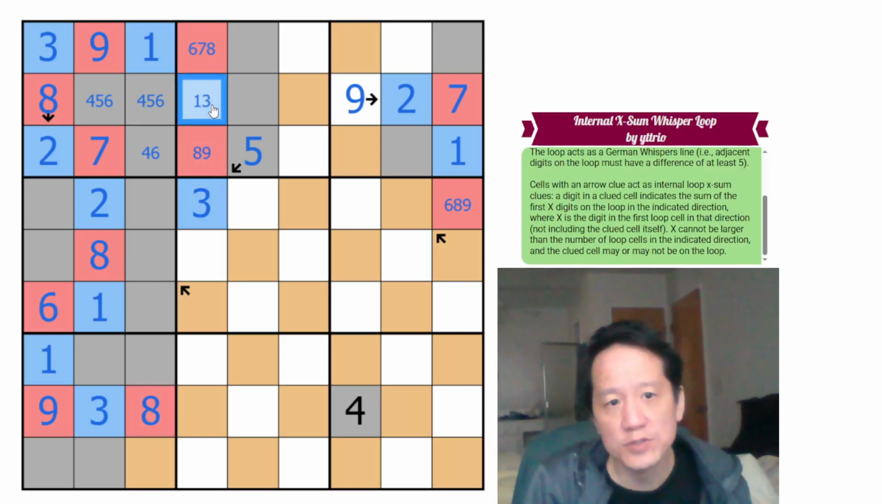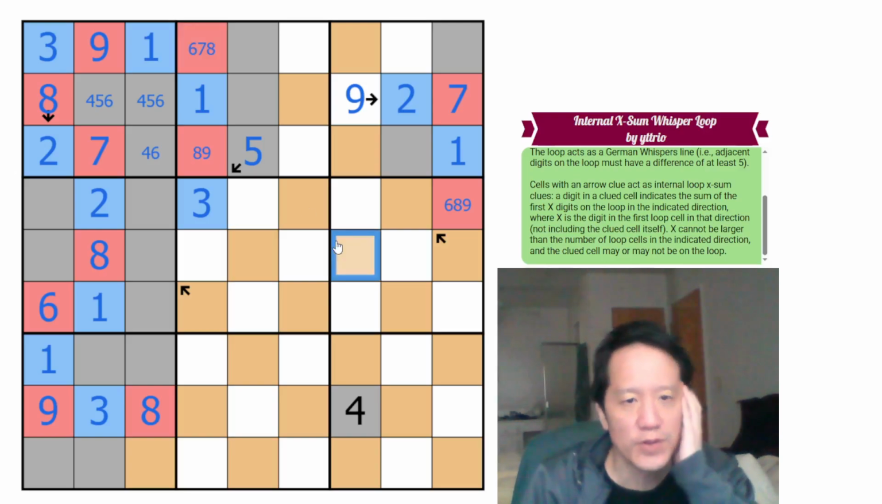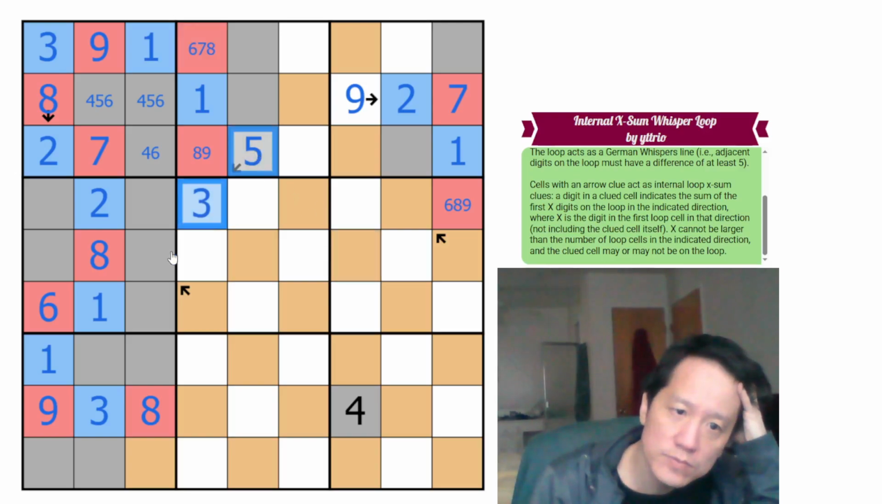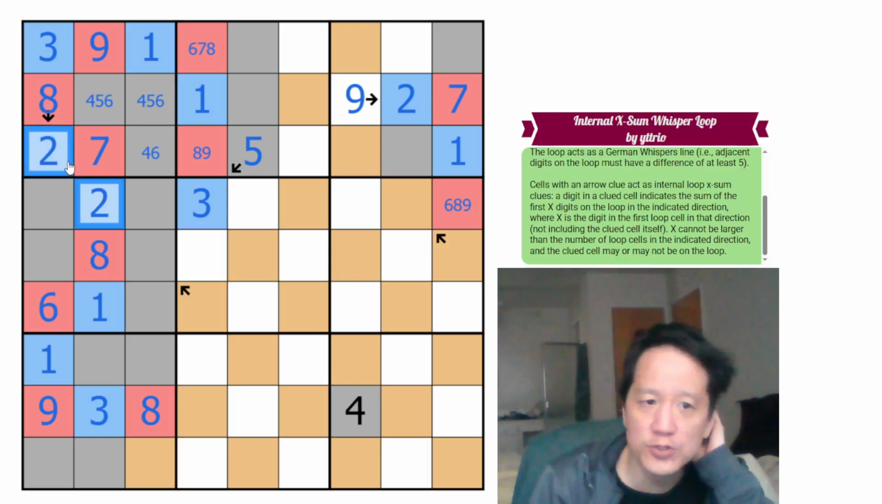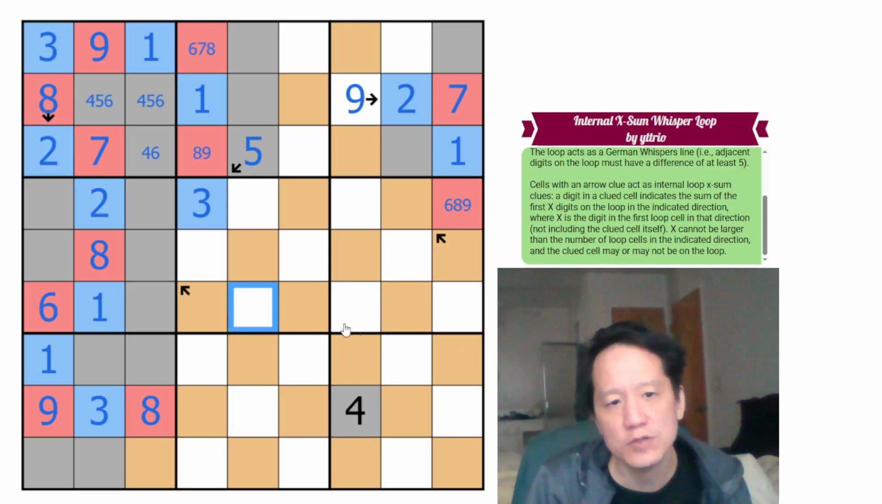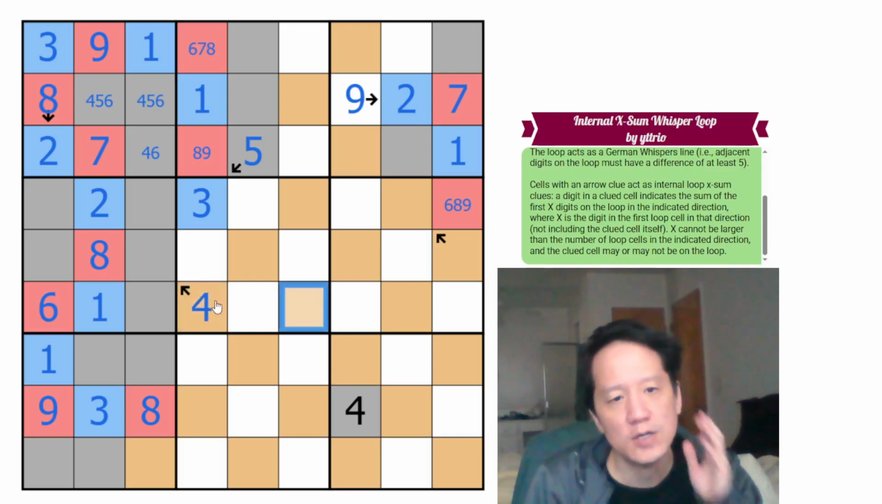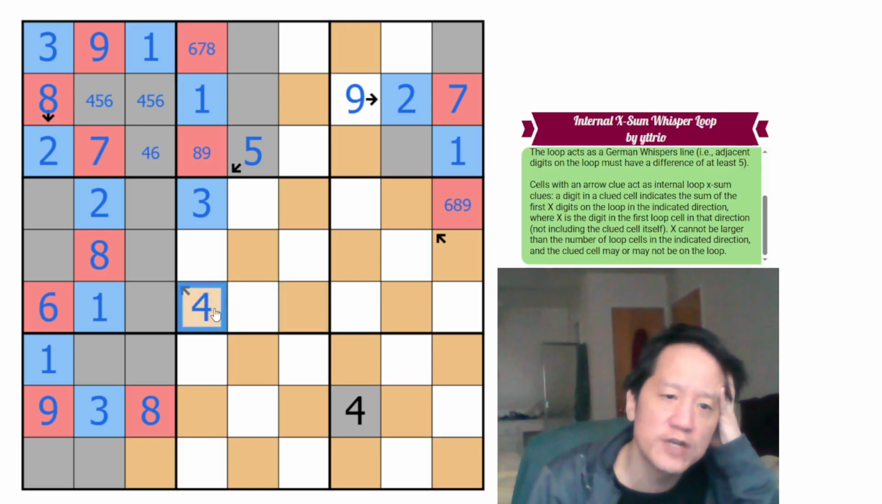This is 3, so this can't be 3. This has to be 1. So this could still be 6 here. And this adds up to 2 unique digits. So it's saying the first 2 digits, which would be 2 and 2. And therefore, this would be a 4. But this could still be on the loop, technically.